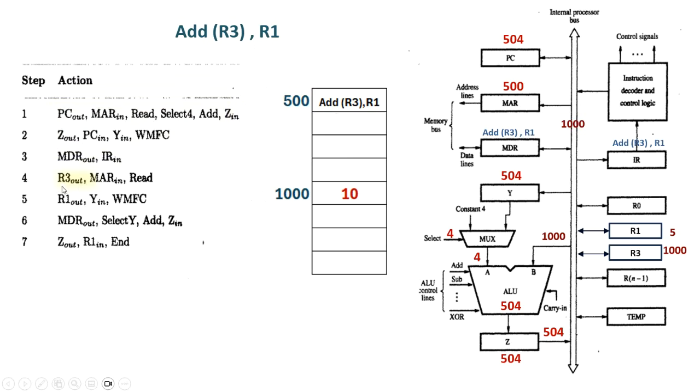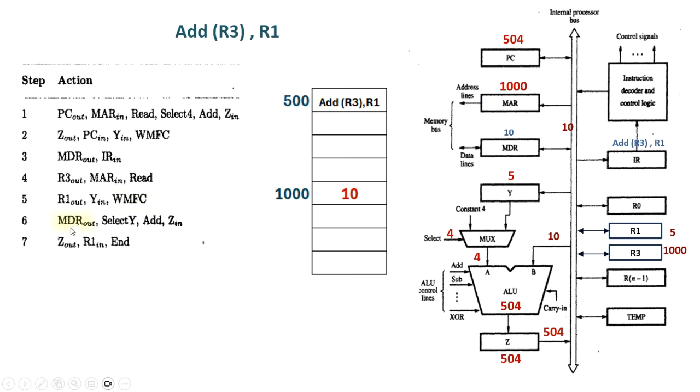In the fourth step, the R3 out signal is enabled. Then the R3 value, that is 1000, can be moved into the internal processor bus. Then MAR in. Then we can start to read. So now your processor can read the value from the 1000th location, that is 10. It takes some time. During this, R1 out, that means the value 5 can be moved into the internal bus. Then Y in, so 5 is updated in the Y register. Then wait for memory function complete. That means the data is successfully read and stored into the MDR register. Now the MDR register is updated to 10.